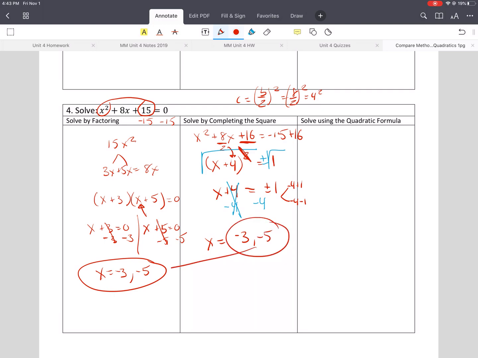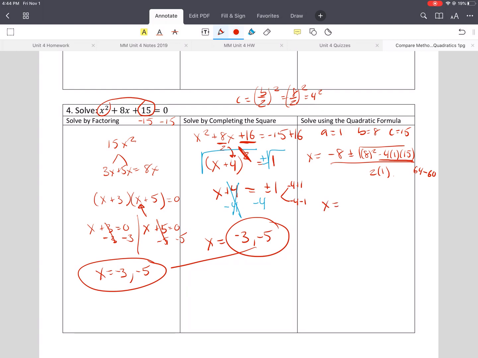And then we do the same with the quadratic formula. So a equals 1, b is 8, and c is 15. So x equals negative b plus or minus the square root of b squared minus 4ac, all over 2a. The first thing to simplify is the discriminant. So 8 squared is 64, and negative 4 times 15 is negative 60. And that would give us 4.